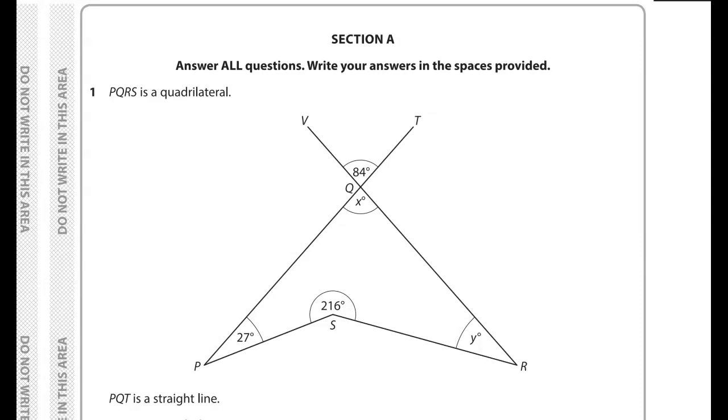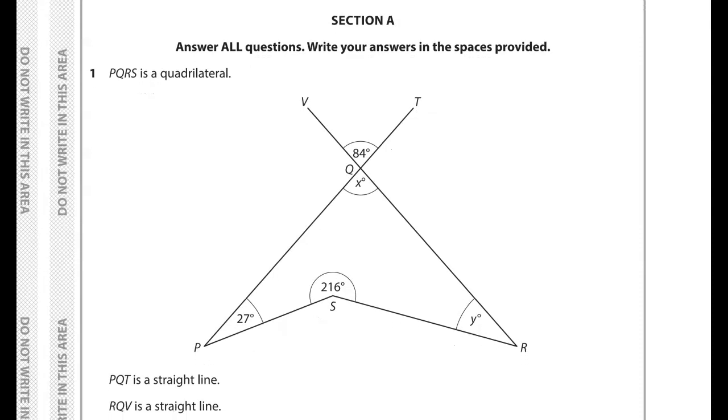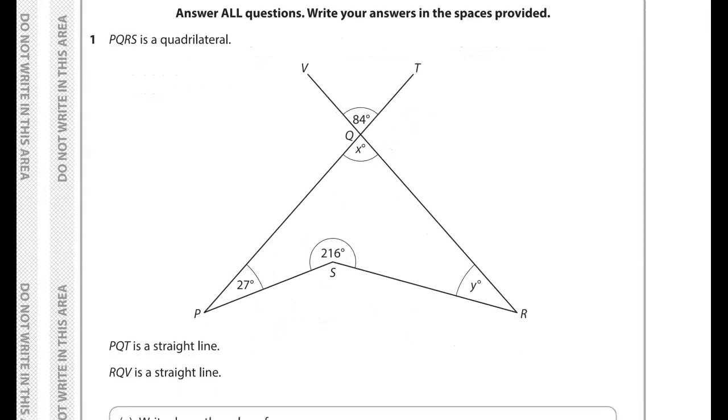Question 1. Answer all questions. Write your answers in the spaces provided. PQRS is a quadrilateral. Quadrilateral means it has four sides. PQT is a straight line. RQV is a straight line.